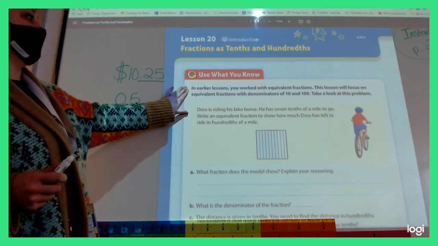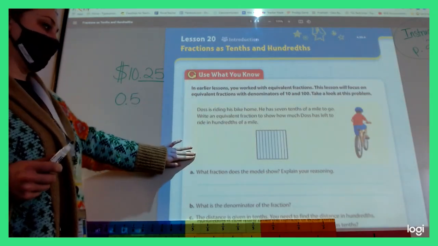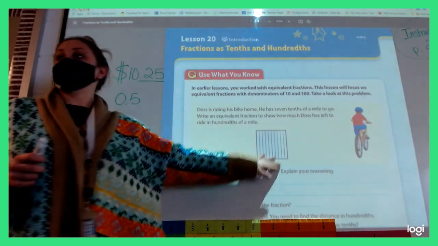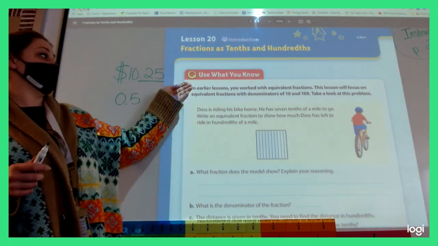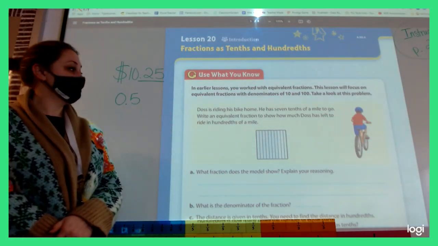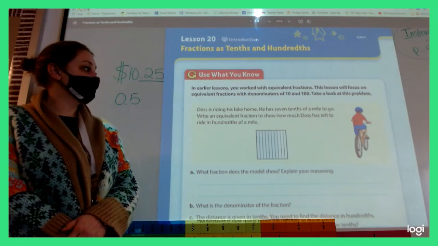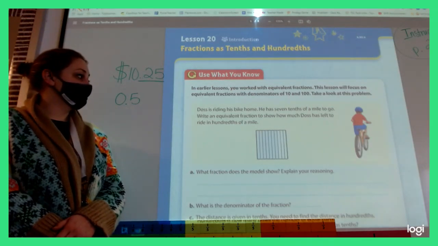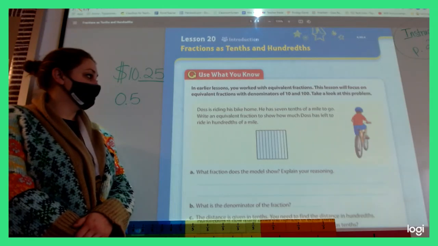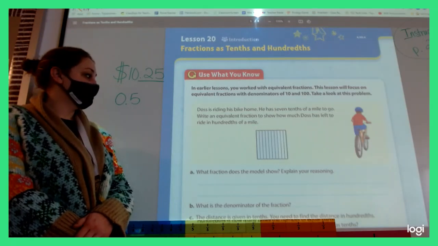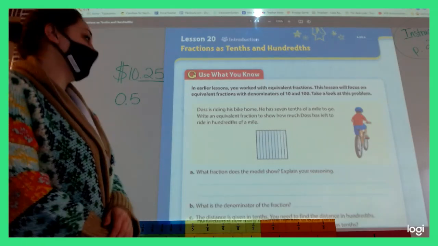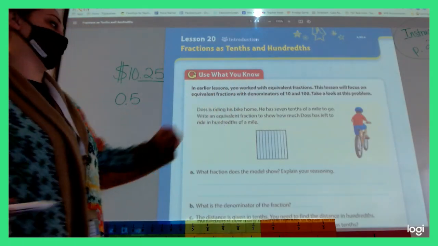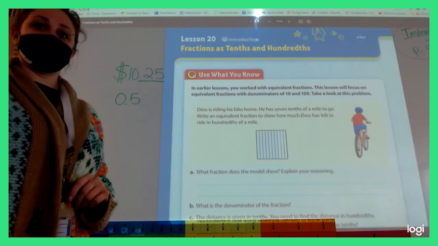All right, so we are going to read this part at the top and think about our bar model as we're reading. Do I have a reader? Josiah, nice and loud. Das is riding his bike home. He has 7/10 of a mile to go. Write an equivalent fraction to show how much Das has left to ride in hundredths of a mile. Oh no. Okay, so let's go through and find the important stuff. Pencils ready? My marker's ready.